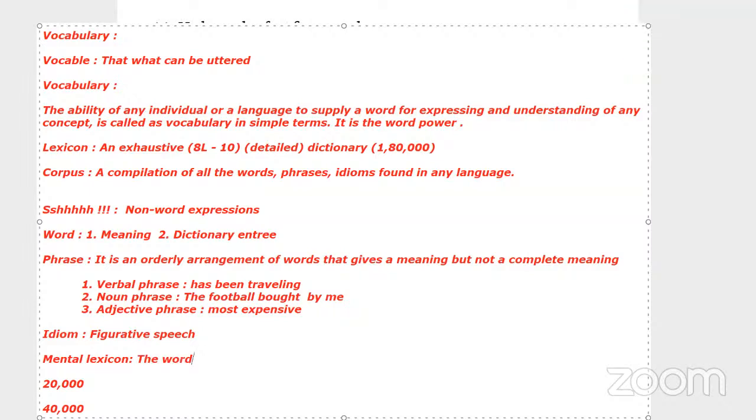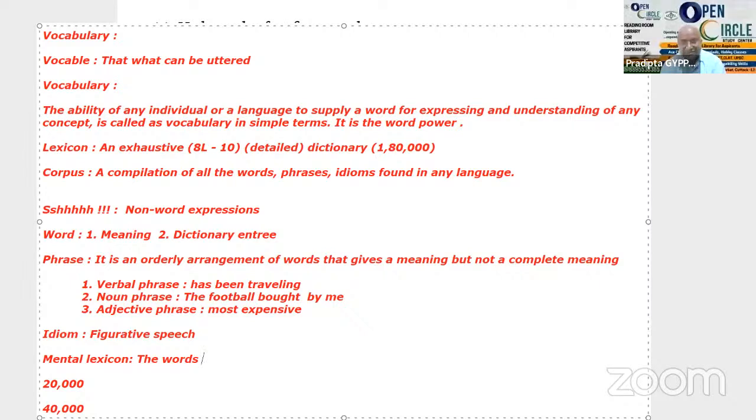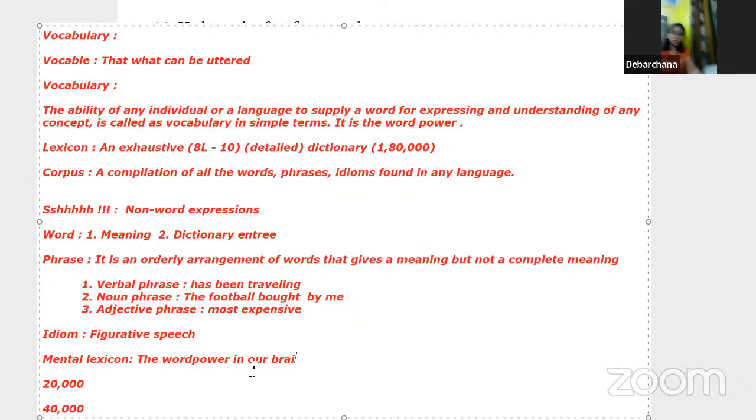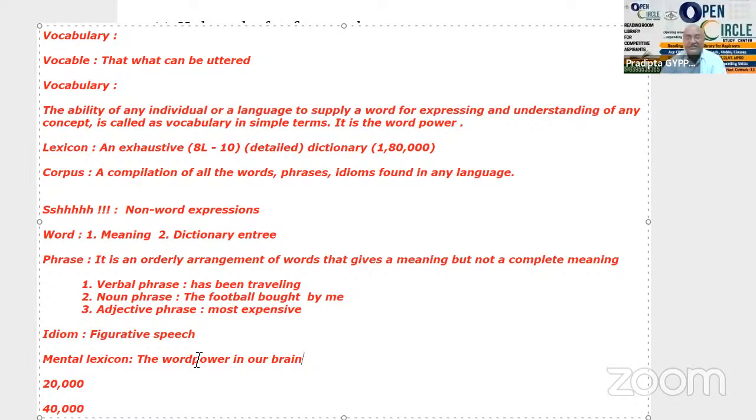So the dictionary present in our memory or the words we memorize. Perfect. Mental lexicon refers to the word power in our brain. Okay, so that means the words that I understand and the words that I can use. Remember, vocabulary is not about knowing words.